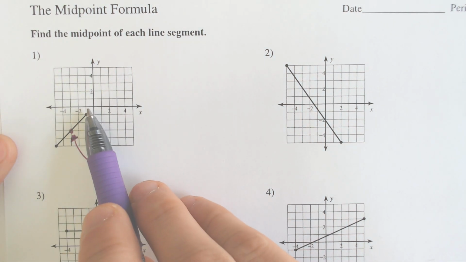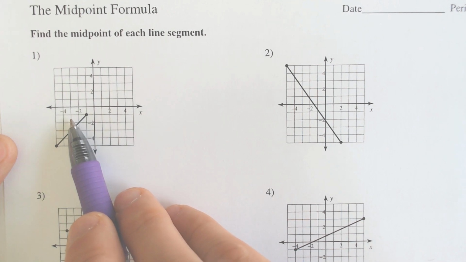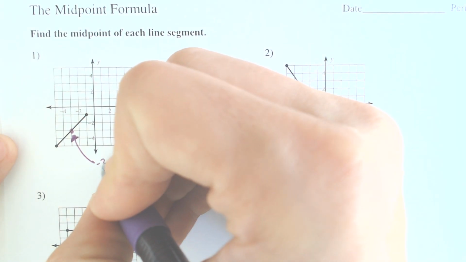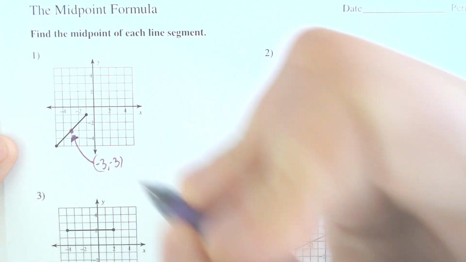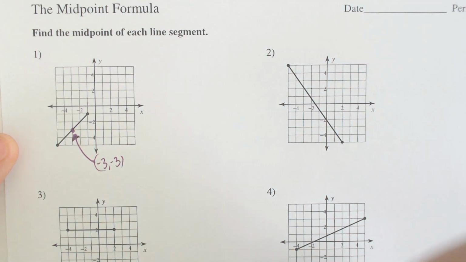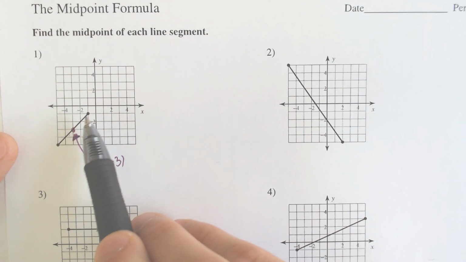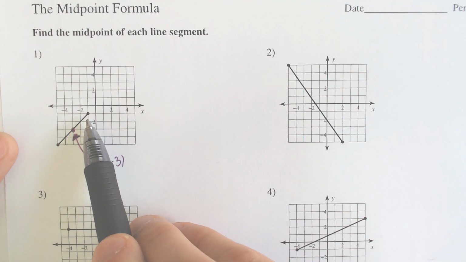But in this case, it looks like the midpoint is -1, -2, -3. So it looks like it's -3, -3. Now, let's confirm that it is, in fact, -3, -3. So if it is the midpoint, whatever we did to get to this point, we would have to do the same thing to get to the next point at the very far end.